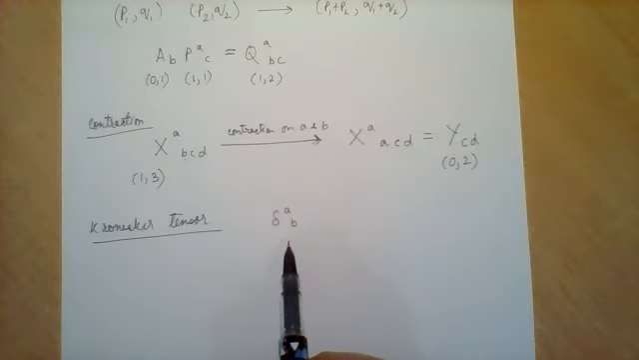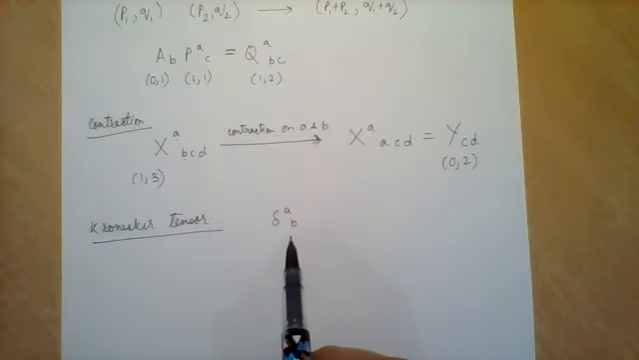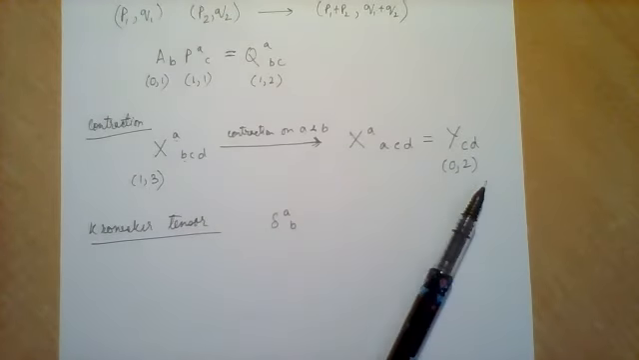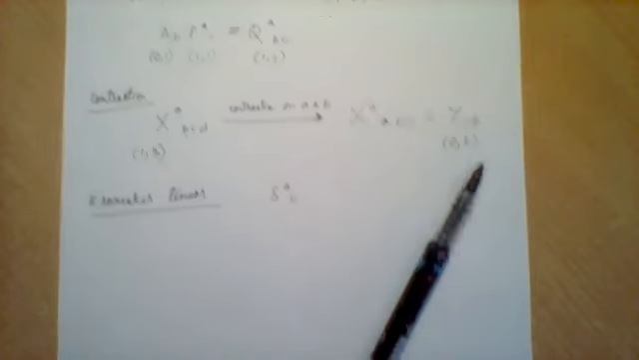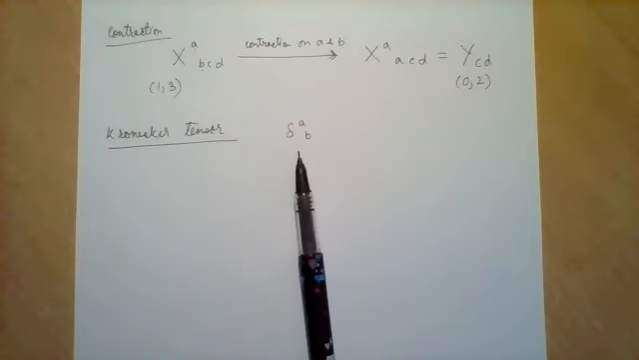The Kronecker tensor, whatever coordinate system is used, its components are the same, so it is represented by delta AB. This is the Kronecker tensor.